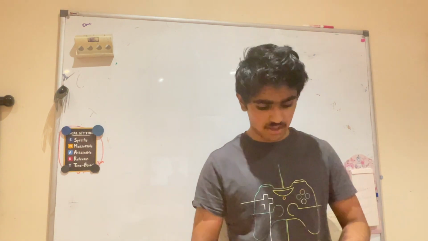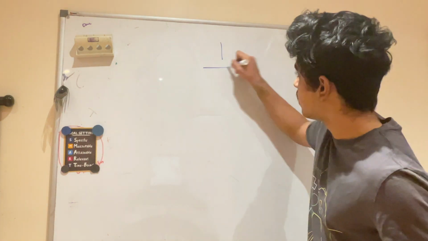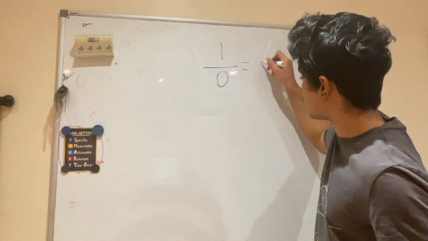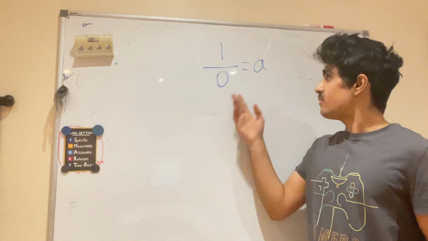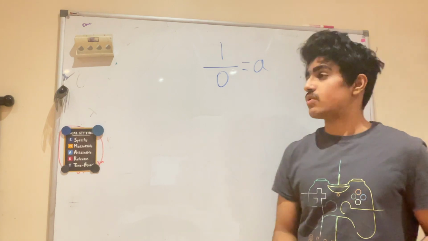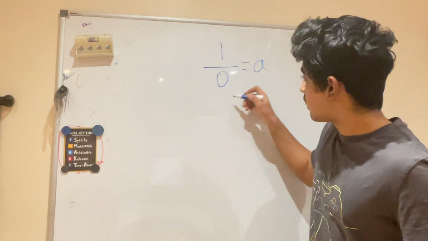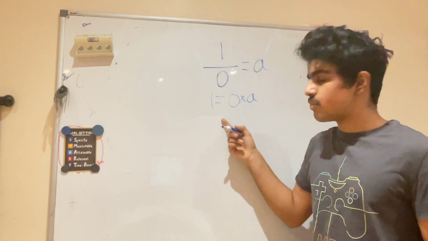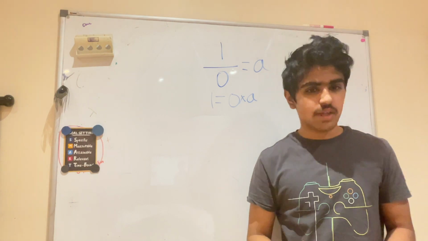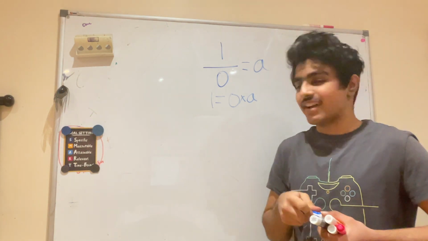Let's just consider 1 over 0 to be equivalent to a for a second. Now, we don't know what a is, of course, but if we were to multiply both sides by 0, we get 1 equals 0 times a. And then we're essentially proving that 1 equals 0, which is a bit weird. So, that's why it's undefined.